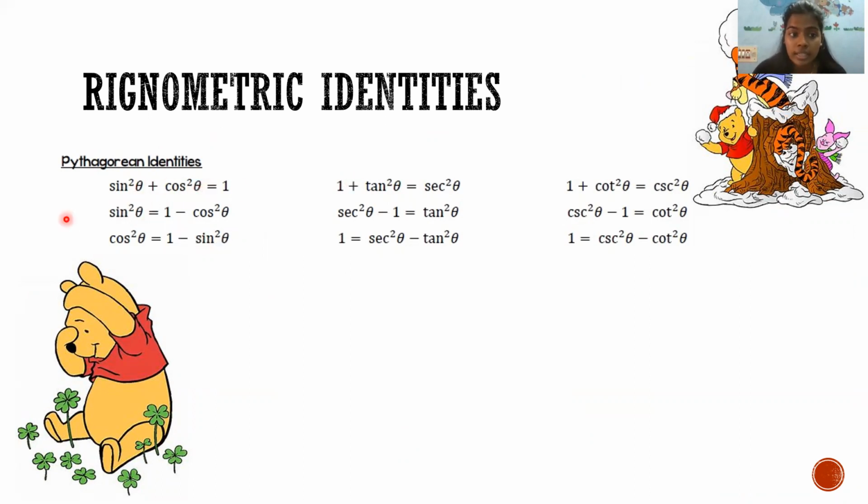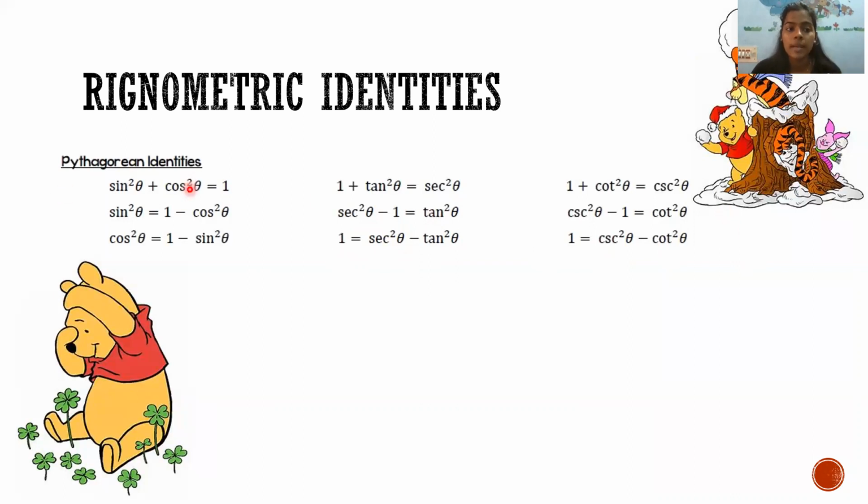What is the Pythagorean identity? There are 3 types, and from that we can bring out each and everything. So one is sine square theta plus cos square theta is 1. And then you can say that secant square theta minus tan square theta is 1. And cosecant square theta minus cot square theta is 1.